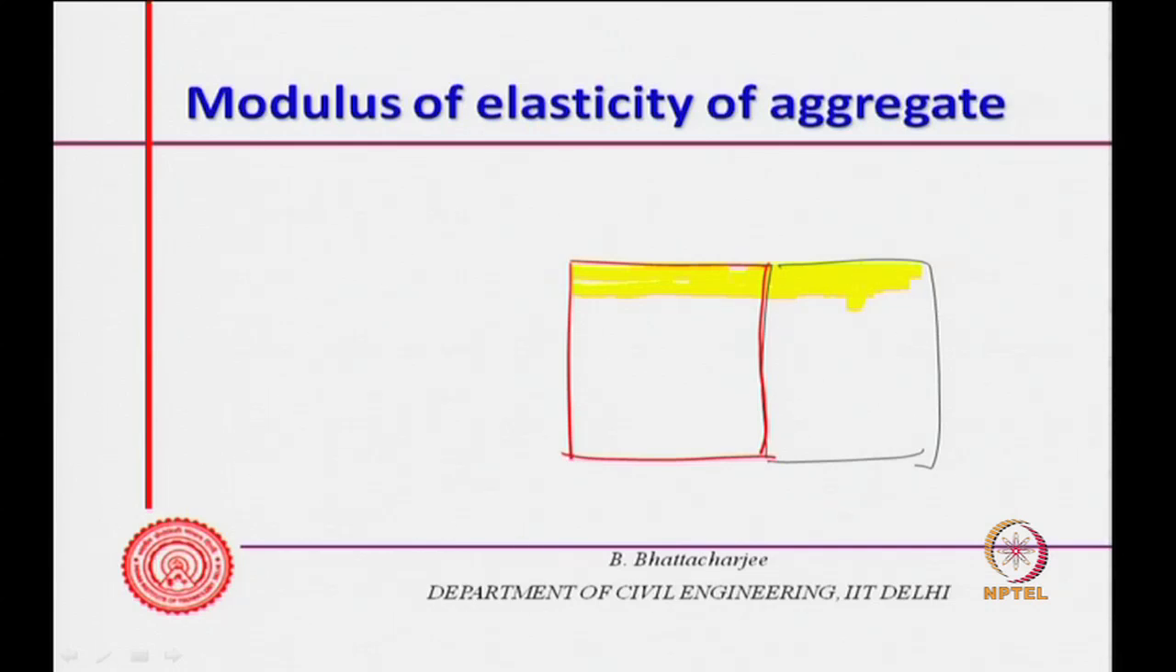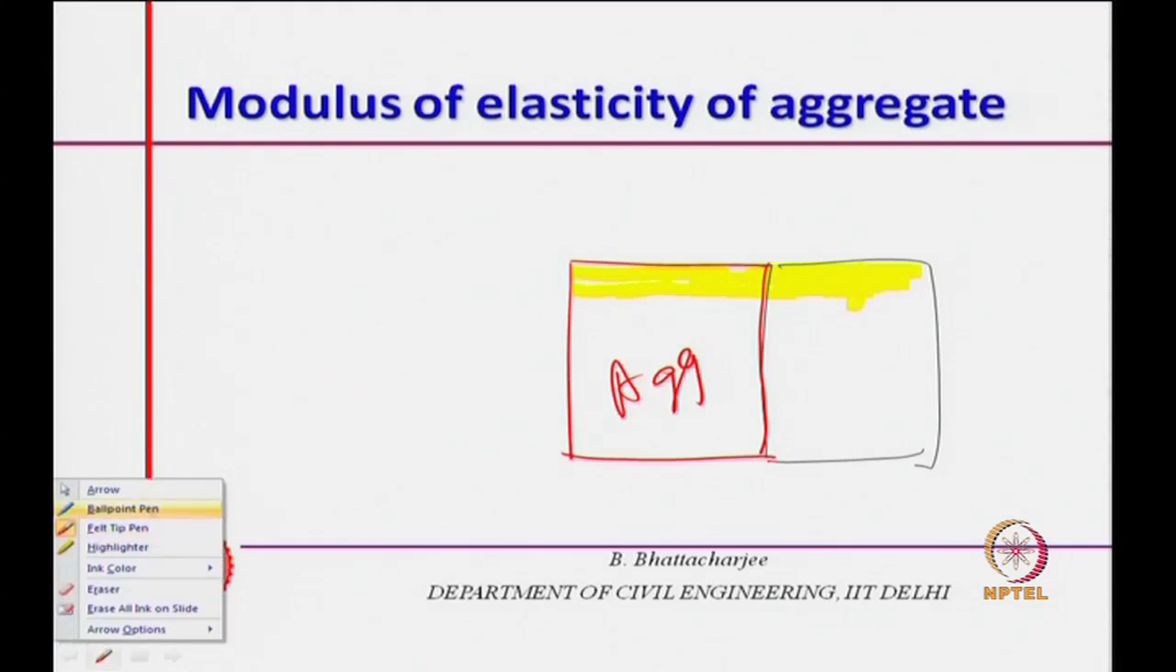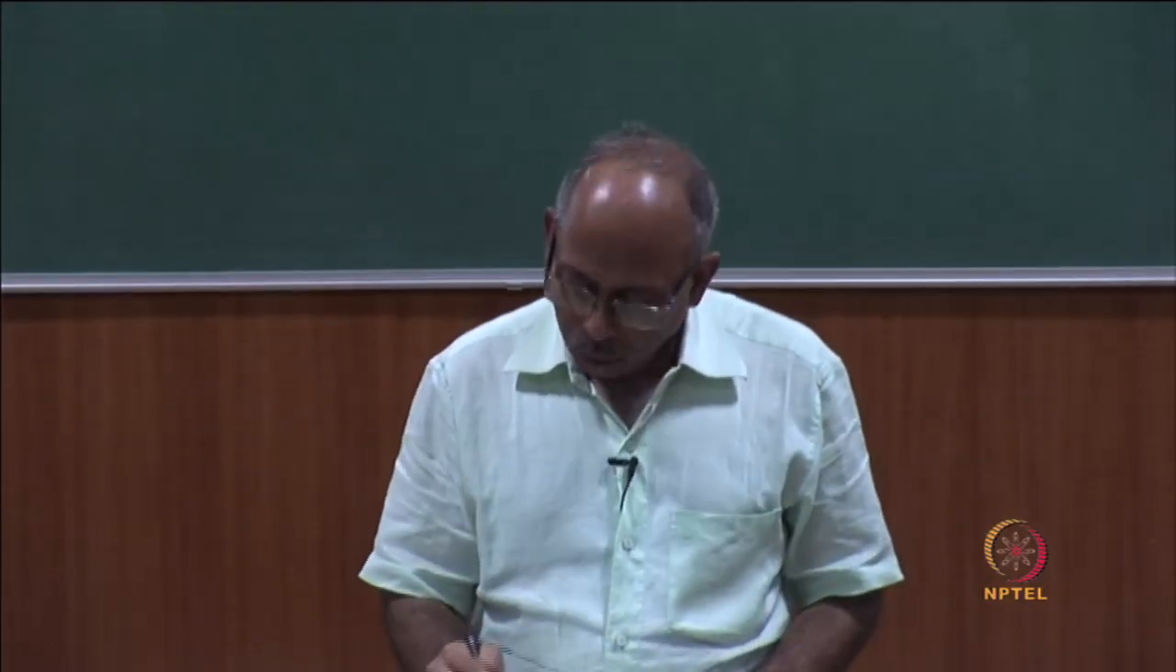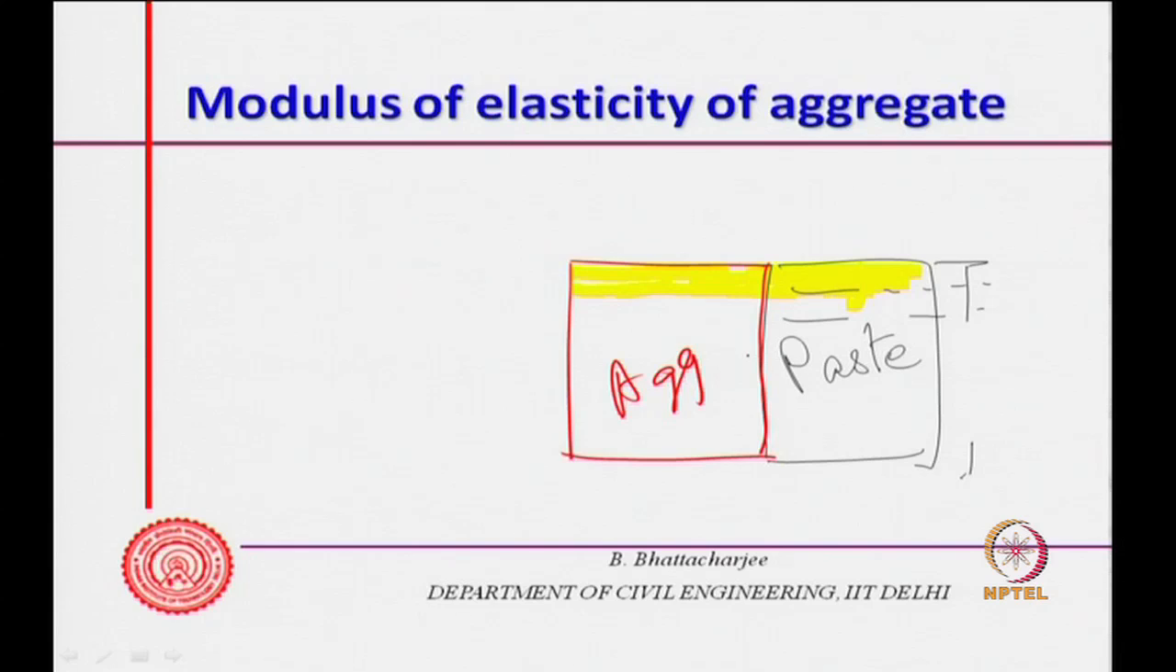Now, paste shrinks, aggregate does not want to shrink. Let us say this is aggregate, and let us say this is paste. So, this will tend to shrink somewhat, but this will not shrink because aggregate is inert and its volume change would not occur like that. As the paste tries to shrink, it will try to bring the aggregate together, but the aggregate will exert a net upward force. That means shrinkage of the paste will be restrained by aggregate. Now, how much will the aggregate restrain?